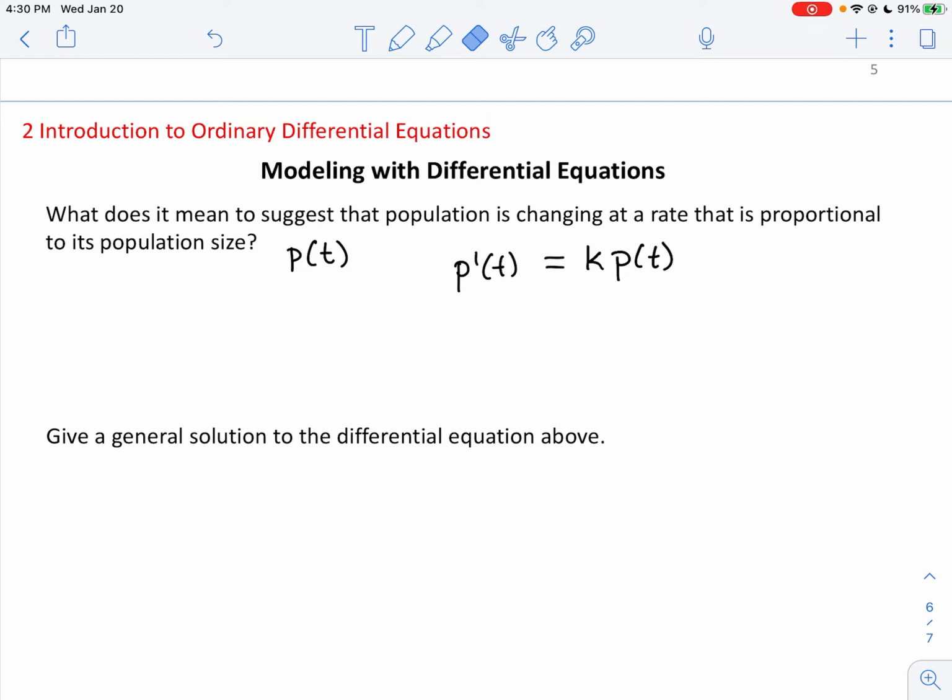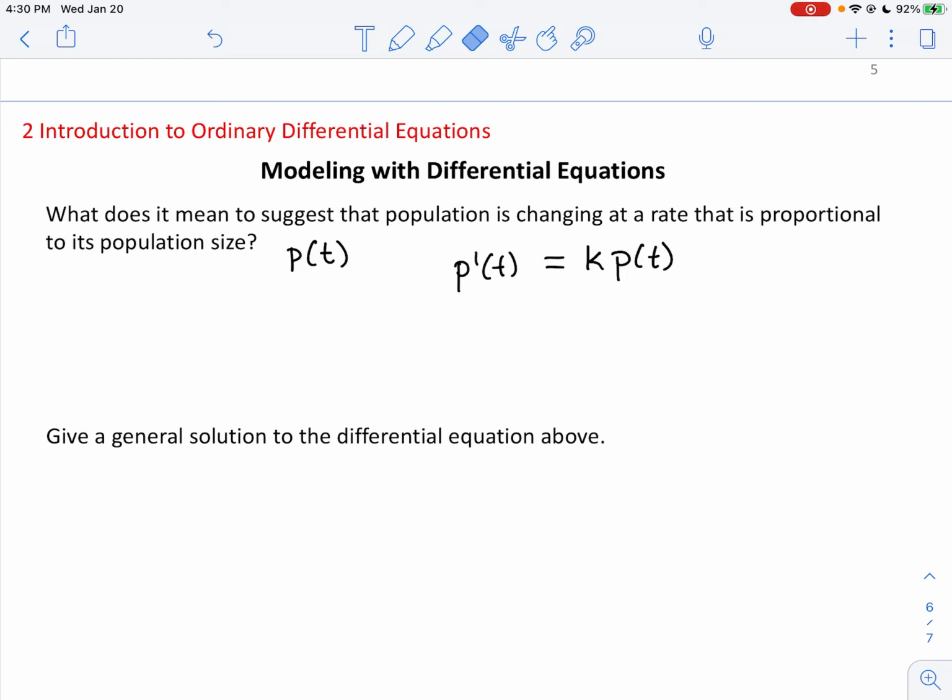So population is changing at a rate that is proportional to its size. That means the bigger the population, the faster the rate of growth. Now this should make sense because, let's presume we're talking about people, the more people out there, the higher their reproductive rates, because there's more people to reproduce. So you gain more people per year when there are more people.